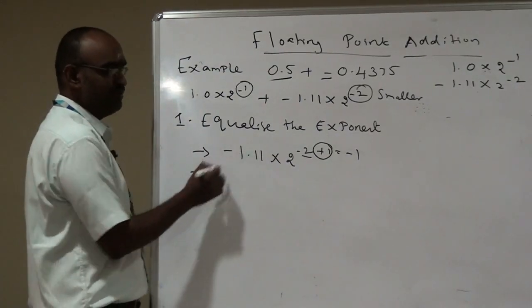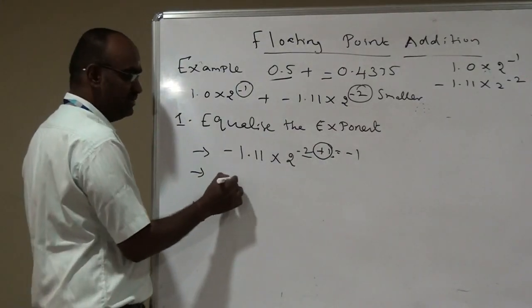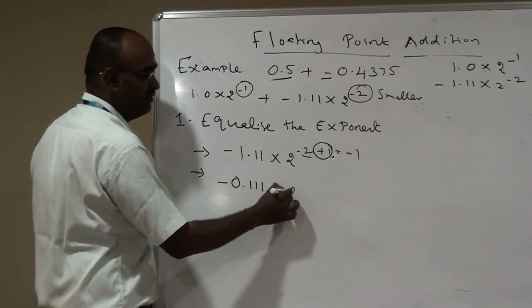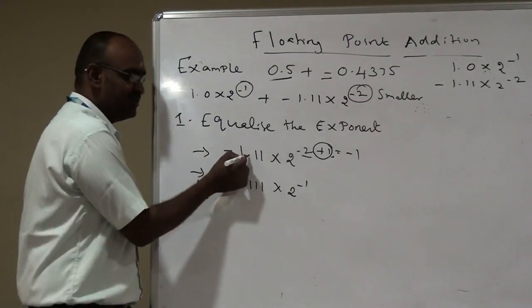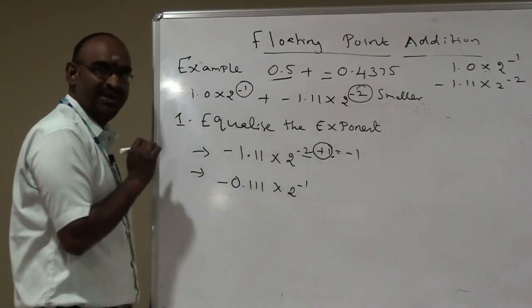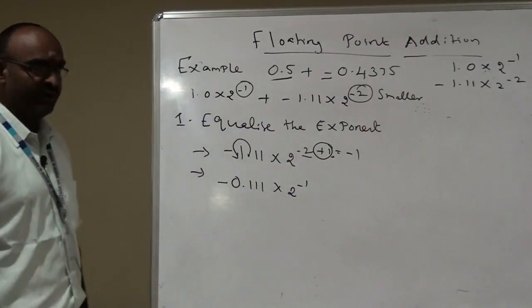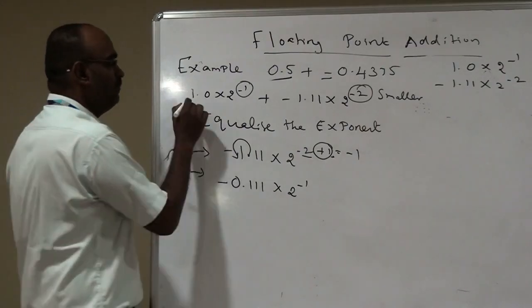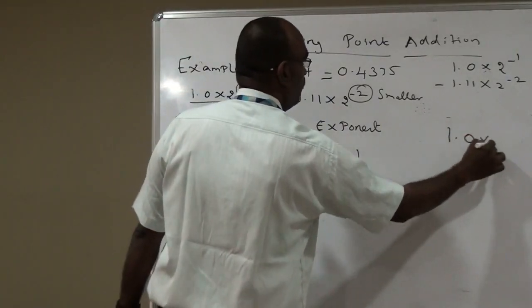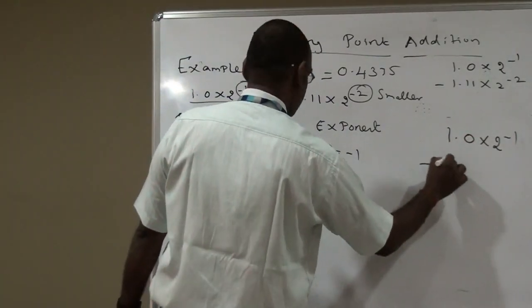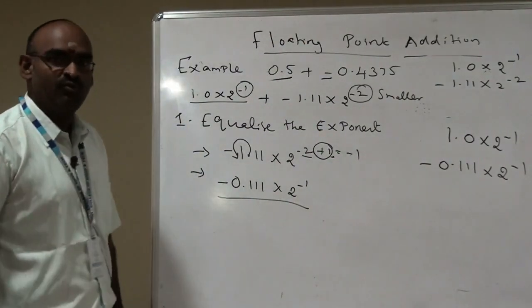So what is the value? It's a minus, and the point here we are shifting left by 1 place. So minus 0.111 into 2 power minus 1, right. We are incrementing, so we do the shift left; the point is here, and it should be shifted left by 1. So this point comes here and 1 is added, so we get minus 1. So now both the exponent values are equalized: 1.0 into 2 power minus 1, minus 0.111 into 2 power minus 1. So this is the value we are going to add.